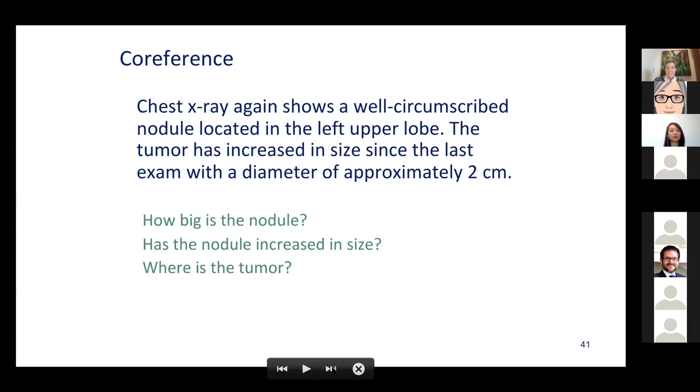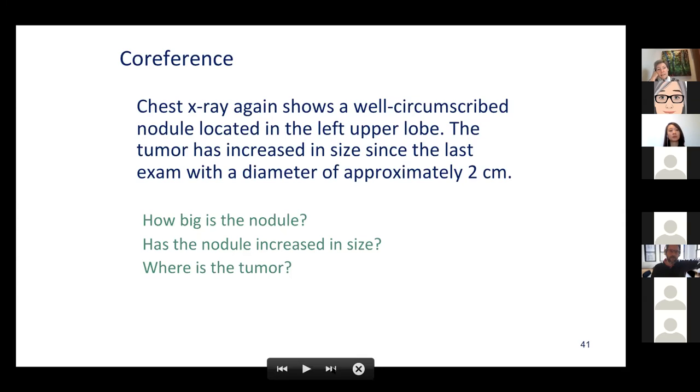It's 2 centimeters. Okay. So the presumption I would make on reading is that the nodule is now 2 centimeters approximately in diameter. Has it gotten bigger since the last exam? Yes. And where is the tumor? Left upper lobe. Okay. So let's look at this.